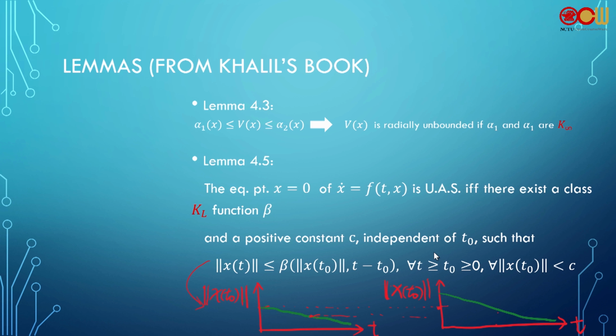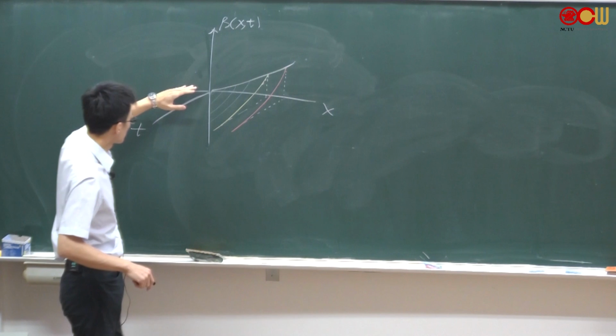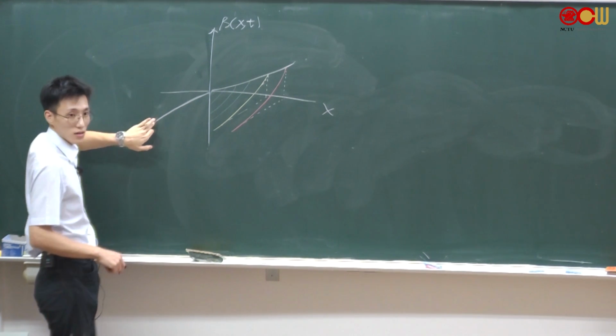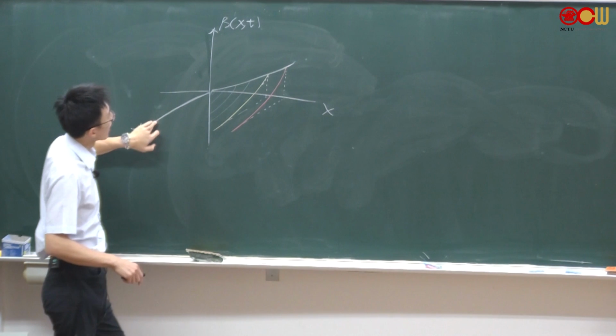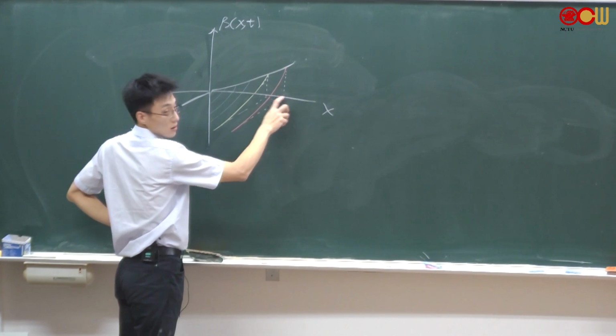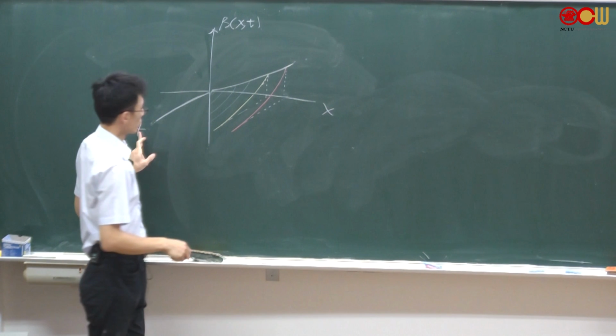In this Lemma 4.5, we said that if there exists a class KL function beta, and beta is a function of x and t, two elements, right? And for a class KL function, it increases with the first element and decreases with the second element. So if you imagine that beta is on this z-axis, the first argument is on the x-axis, and t is on this axis. And you can see that beta function will increase with x. So it increases with x, but decreases with t.